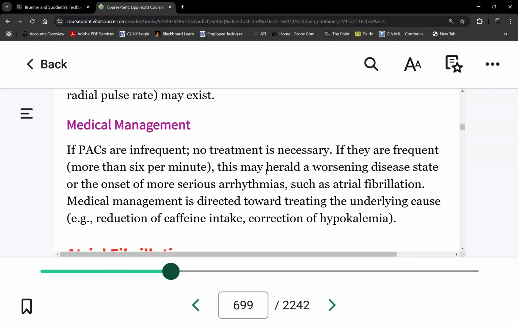Because PACs are not really serious, they rarely cause any problems. So it's not really cause for concern, especially if it's occurring in an otherwise healthy patient. But if you see PACs or PVCs in a patient with an extensive cardiac history, are they worrisome? Yes, you worry about it in a patient who has an underlying cardiac issue.